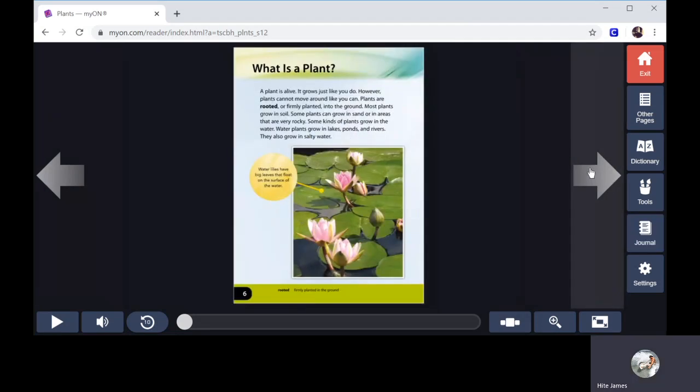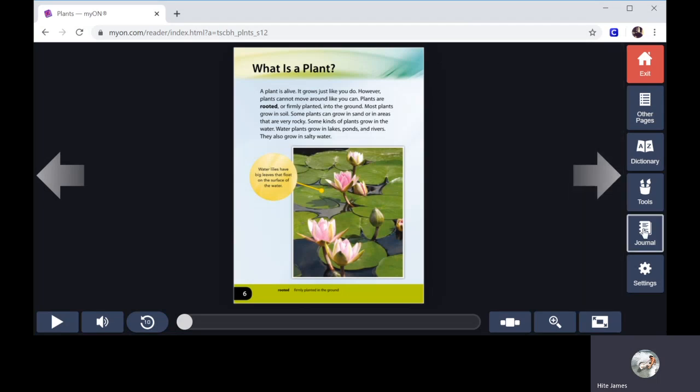What is a plant? A plant is alive. It grows just like you do. However, plants cannot move around like you can. Plants are rooted or firmly planted into the ground. Most plants grow in soil. Some plants can grow in the sand or in areas that are very rocky. Some kinds of plants grow in the water. Water plants grow in lakes, ponds, and rivers. They also grow in salty water. Water lilies have big leaves that float on the surface of the water.